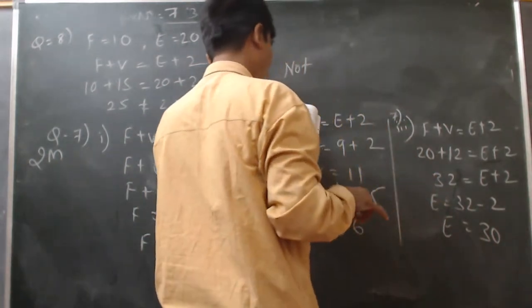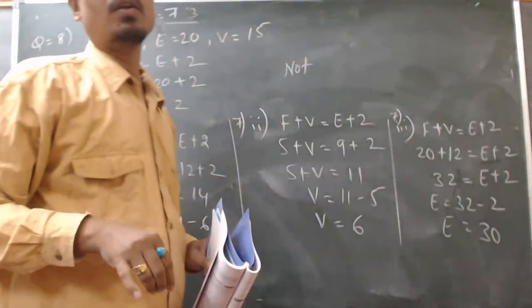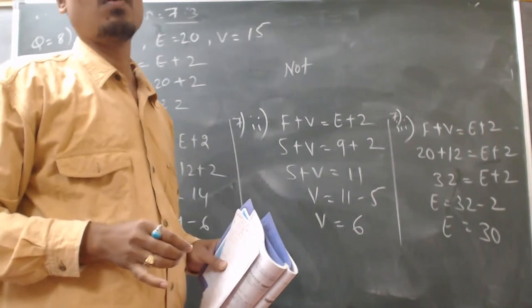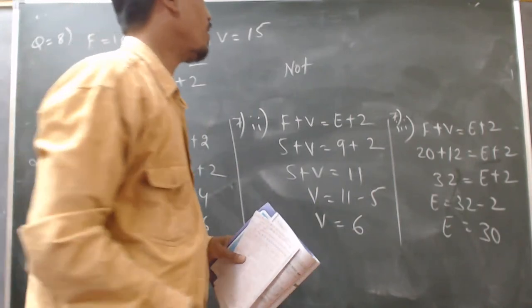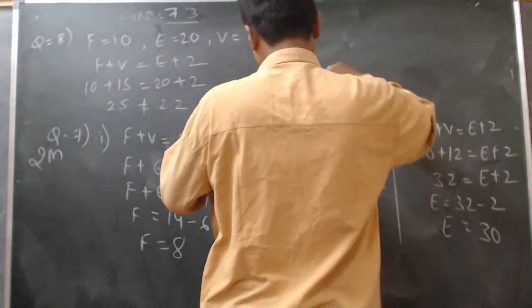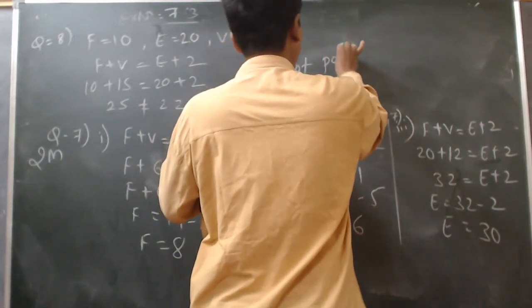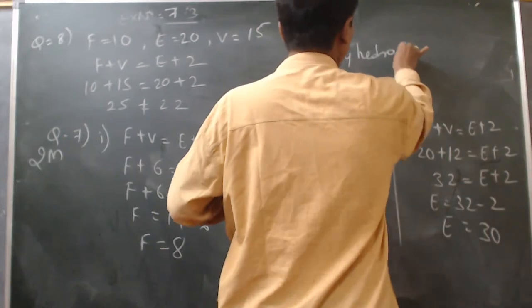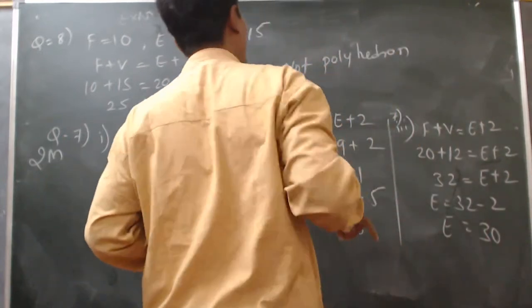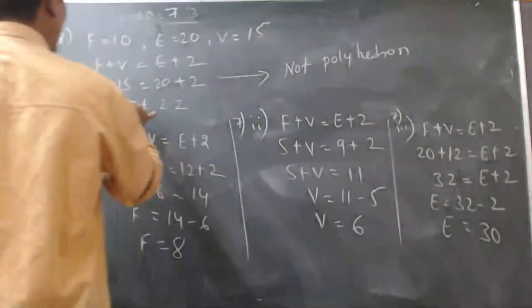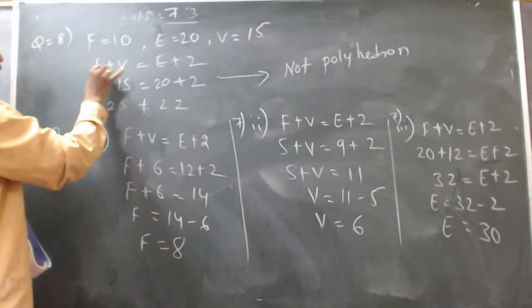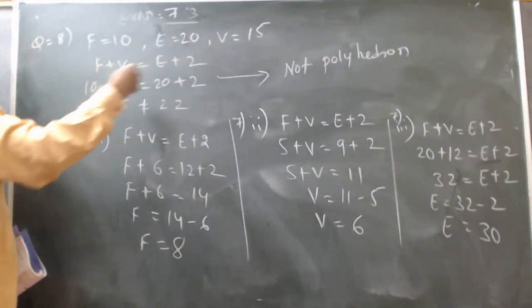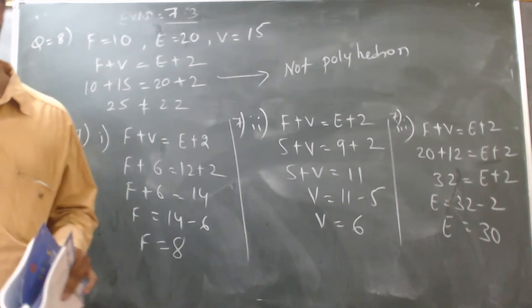Think about this great person, how he made you understand whether it is a polyhedron or not, by giving one simple formula for your studies. So by that we can say it is not a polyhedron. Suppose it obeys F plus V equal to E plus 2, it is a polyhedron.